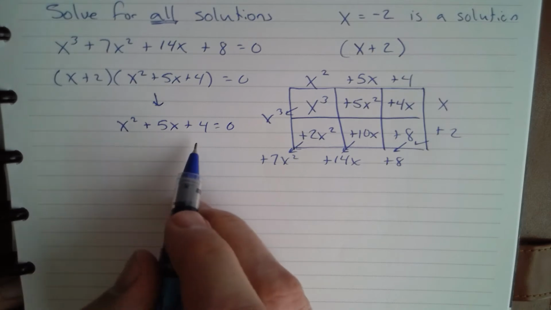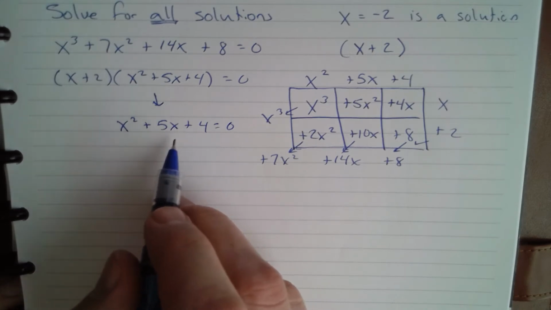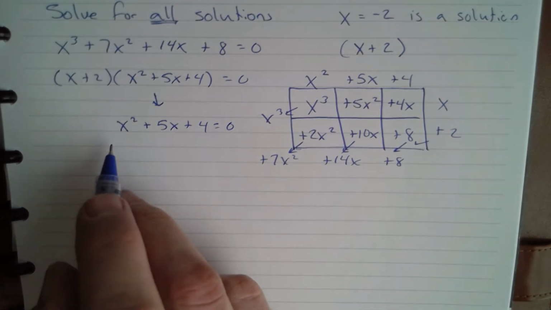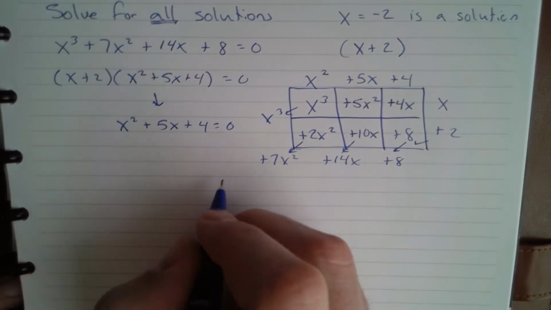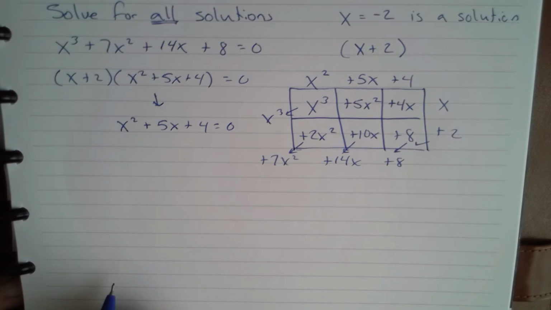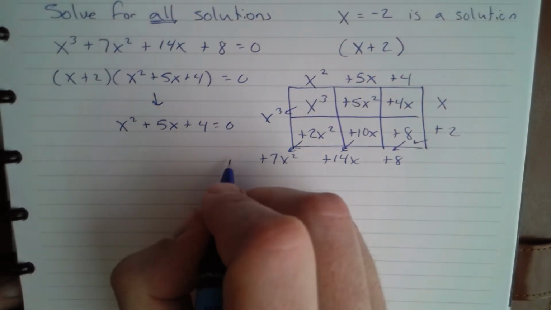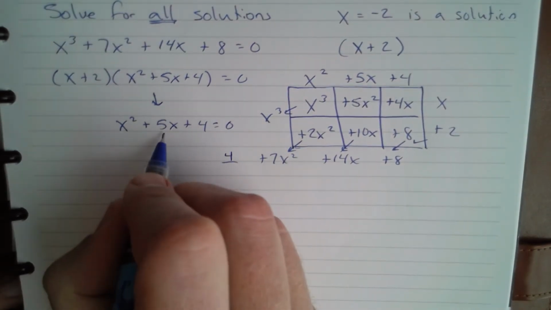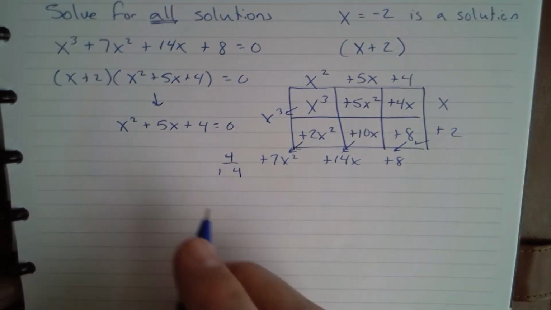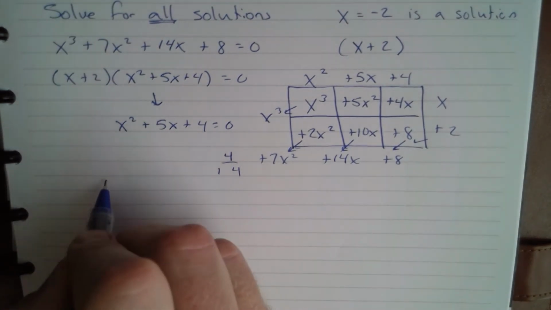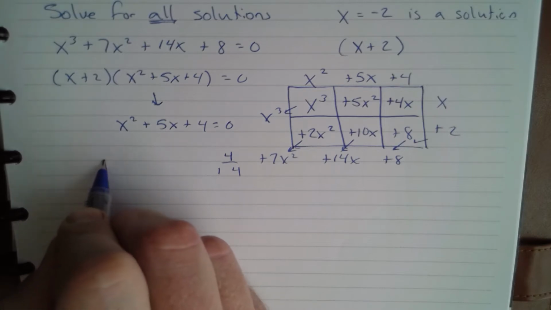You can do this any way you want. Quadratic formula will always work. However, this is going to be nicely factorable. So hopefully we remember how to factor x squared plus 5x plus 4. We can think of the factors of 4 that combine to equal 5, which is just 1 and 4. So they do combine to equal 5, so I can put that in my box to make sure that it works.